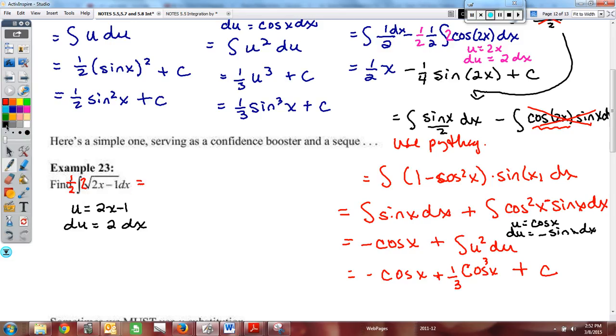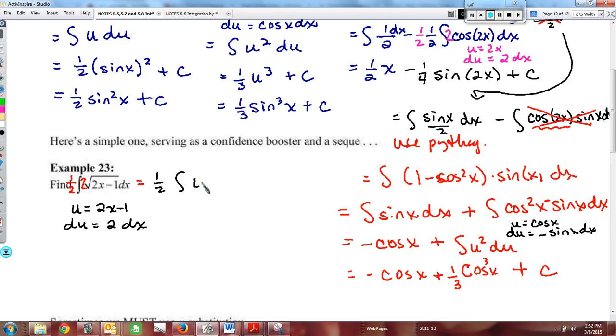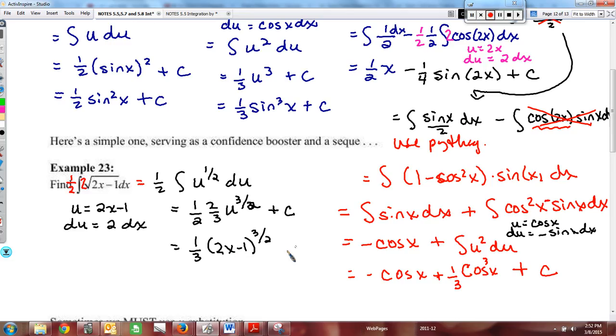And then what I'm going to end up with is 1/2 the integral of u to the 1/2, that's the square root of u, and then the 2 dx becomes du. And my integral is 1/2, add 1 to my power, u to the 3/2, divide by my power, which would be multiplied by 2/3, plus c, and then switch back to the correct variable, 1/3 (2x minus 1) to the 3/2 plus c. All right, so that's fairly straightforward.